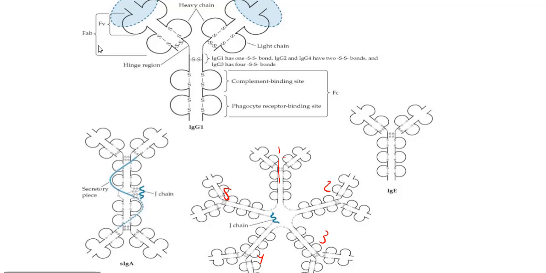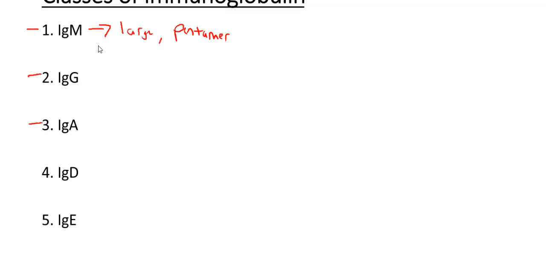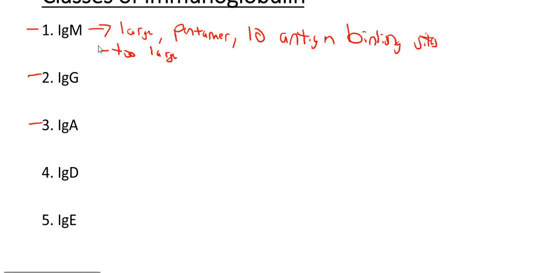It's a 5 unit immunoglobulin, which means because there's 5 of them, there's 10 antigen binding sites, because each arm is a binding site, so there's 2 on each. It's a big one. Because it's so big, it can't pass from a mother to a fetus, for example. So it's too large to pass most barriers.